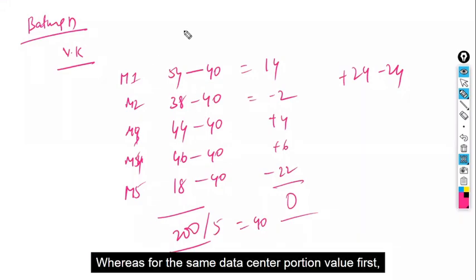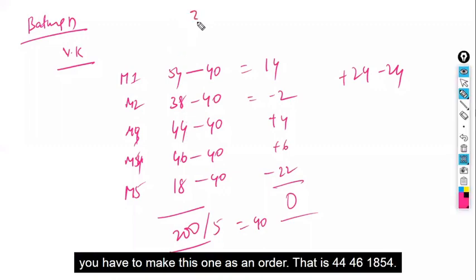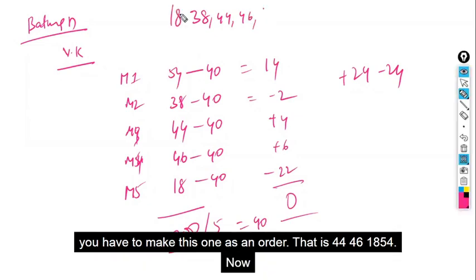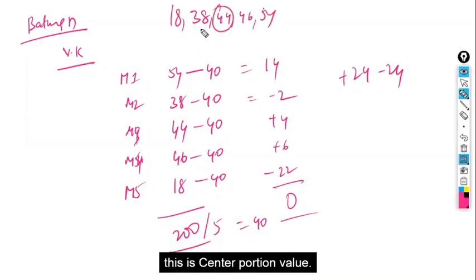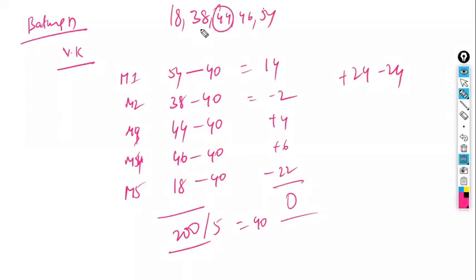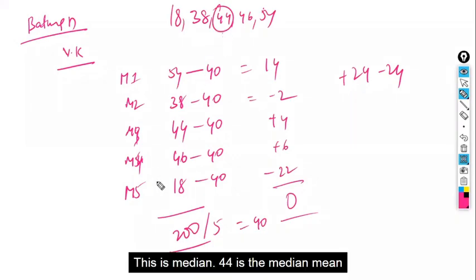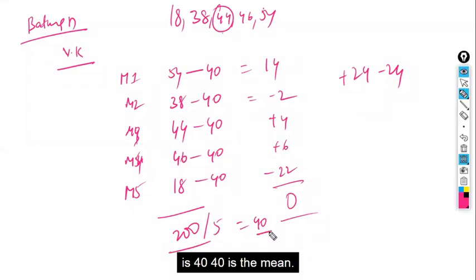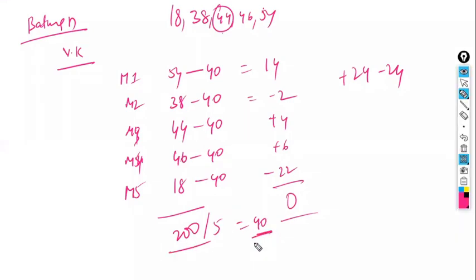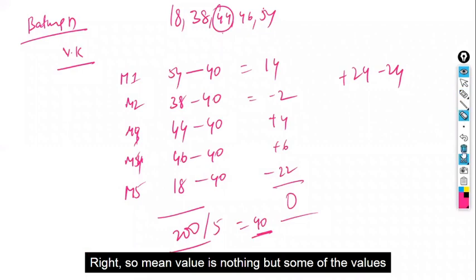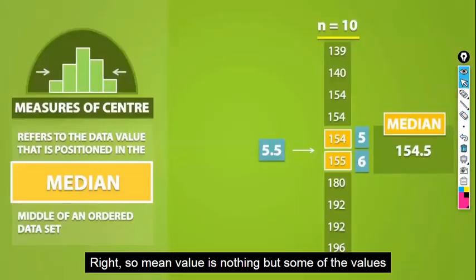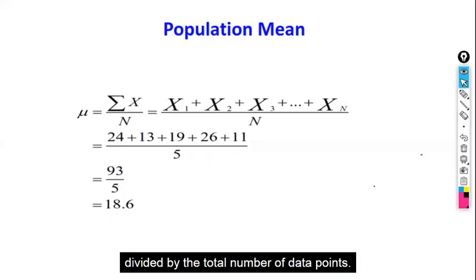Whereas for the same data, for the center position value, first you have to put this in order. That is 44, 46, 48, 54. Now this is the center position value. This is the median. 44 is the median. Mean is 40. Right? So mean value is nothing but the sum of the values divided by the total number of data points.